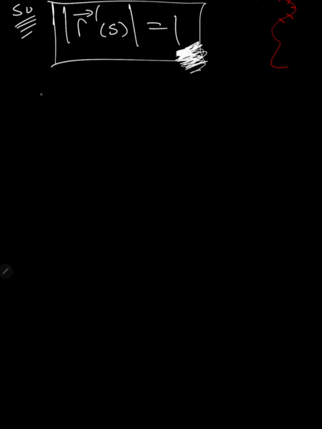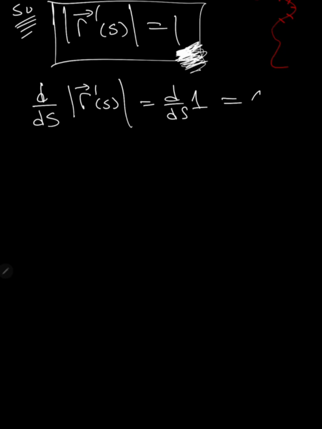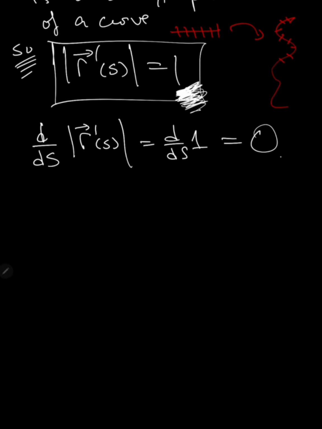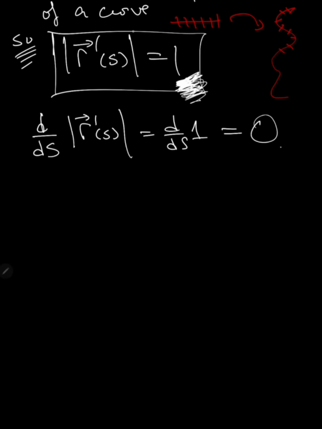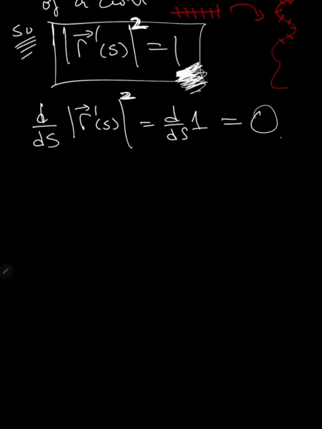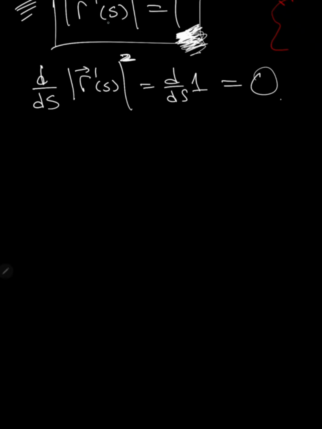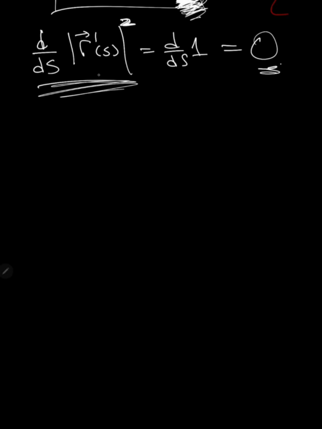Why is that great? Because I'm going to differentiate both sides. I'm going to take d/ds of both sides, and of course, the right-hand side is 0. Actually, I wanted to make it even easier on myself. Square it: the square is 1. So now I don't have to deal with square roots. If the length is 1, the square of the length is 1. That's going to make my life a lot easier in a second. If the speed is 1, then the speed squared is 1. I differentiate both sides, and I get that the derivative of the speed squared should be 0.